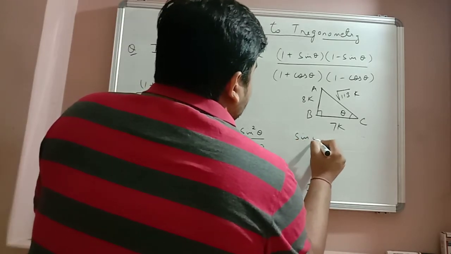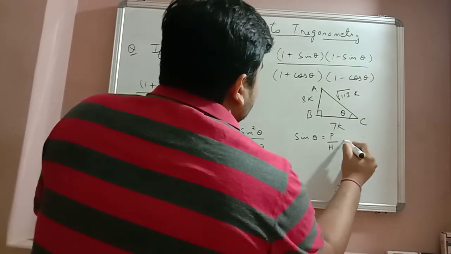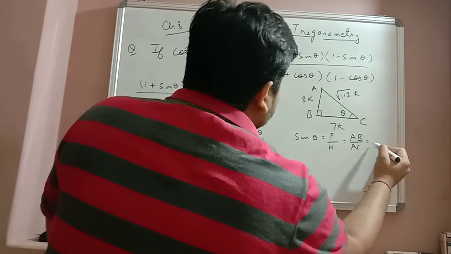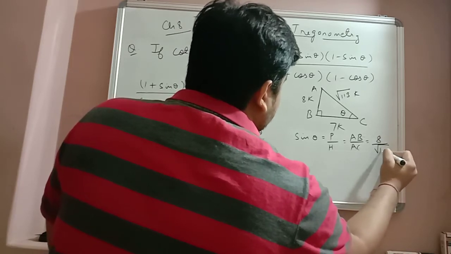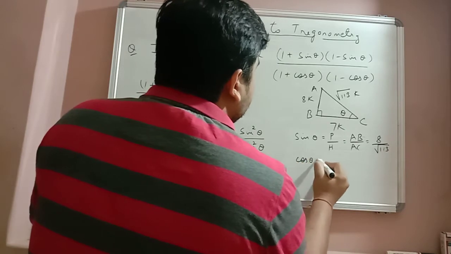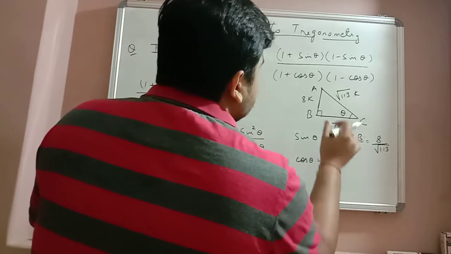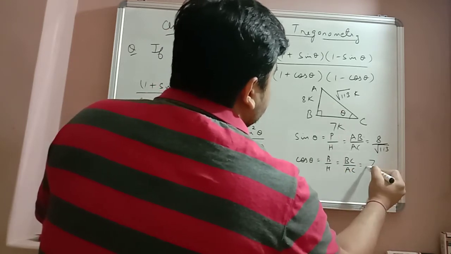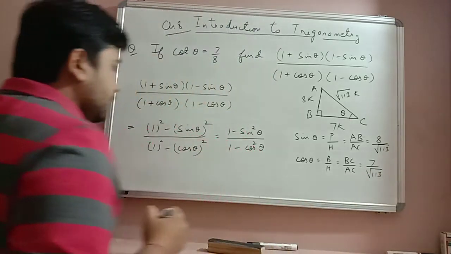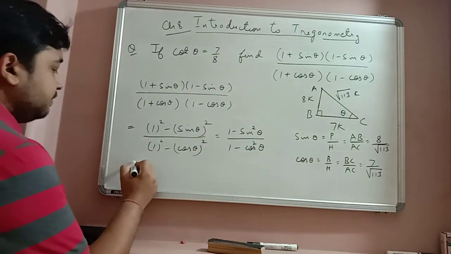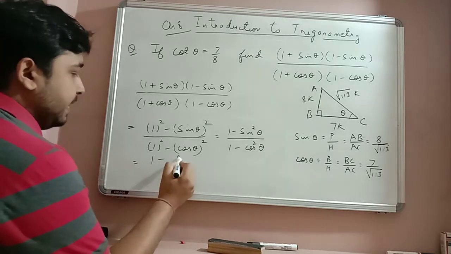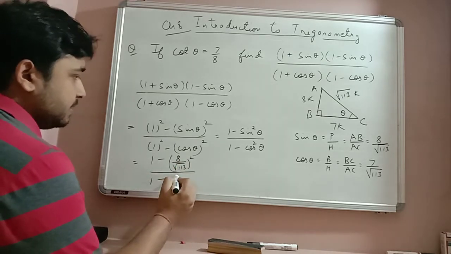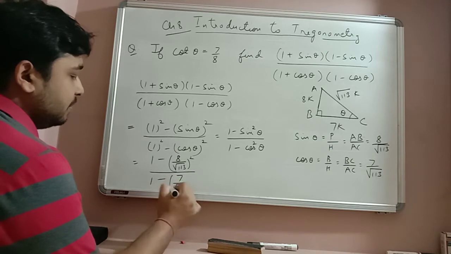Sin theta will be equal to perpendicular upon hypotenuse. Perpendicular is AB, that is AB upon AC. That will turn out to be 8 by root 113. And cos theta will be equal to base upon hypotenuse. Base is BC. It will be BC upon AC, hypotenuse. And this will turn out to be 7 by root 113. So putting these values, we will get 1 minus 8 by root 113 whole square by 1 minus 7 by root 113 whole square.